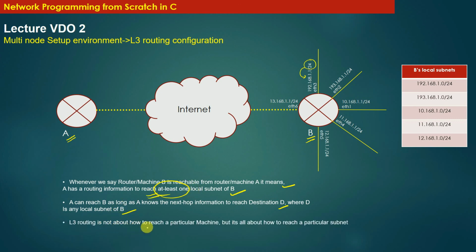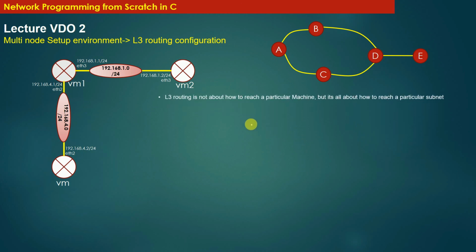L3 routing is not about how to reach a particular machine. It's about how to reach a particular subnet. So it's wrong when I say that B is reachable from A. More precisely, we should say that one of the local subnets of B is reachable from A. As long as one of the local subnets of B is reachable from A, A can always send a packet to router B. So this is all about what L3 routing information means. Going forward, again, L3 routing is not about how to reach a particular machine, but how to reach a particular subnet, because every machine in the topology has n number of local subnets.